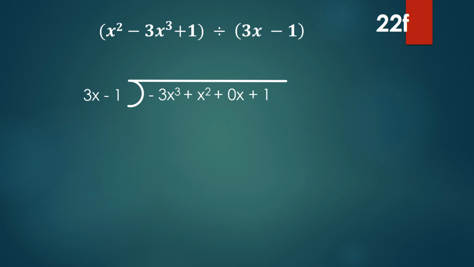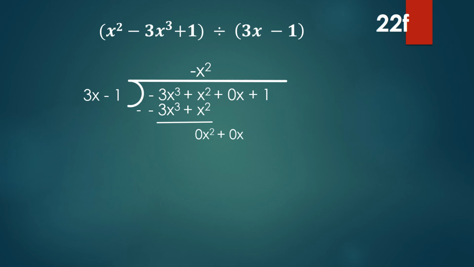What do you multiply 3x by to give you negative 3x cubed? You're going to multiply it by negative x squared. Negative x squared times 3x gives you negative 3x cubed. Negative x squared times 1 gives you negative x squared. Then you have to subtract these terms. Negative 3x cubed minus negative 3x cubed is 0. X squared minus x squared is 0. With 0x squared, you bring down a 0.